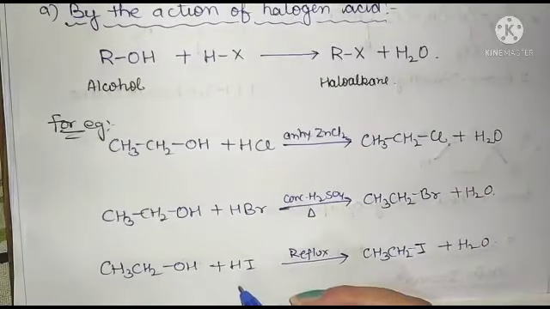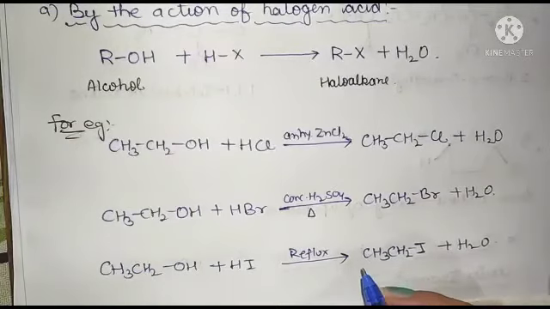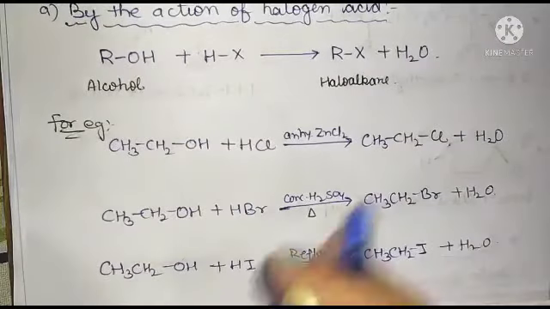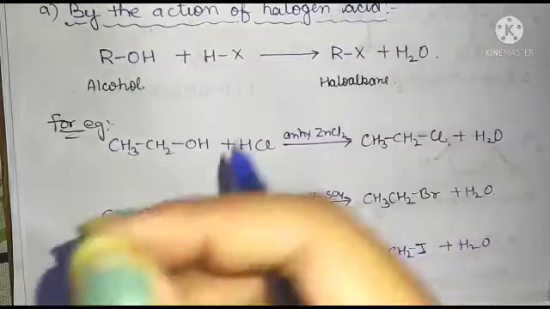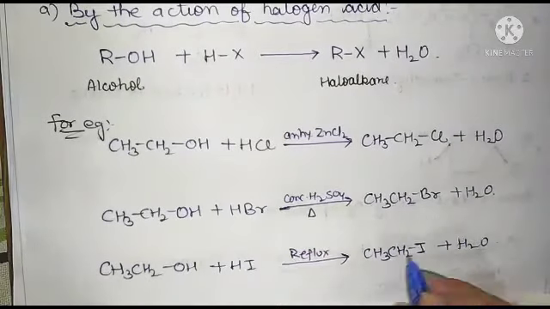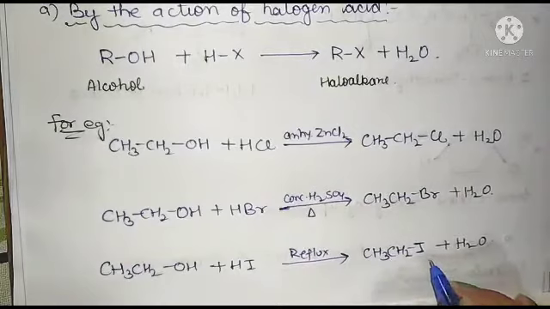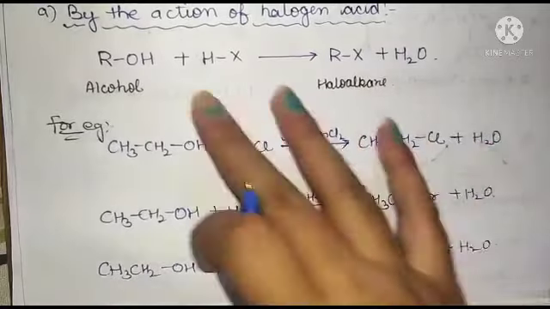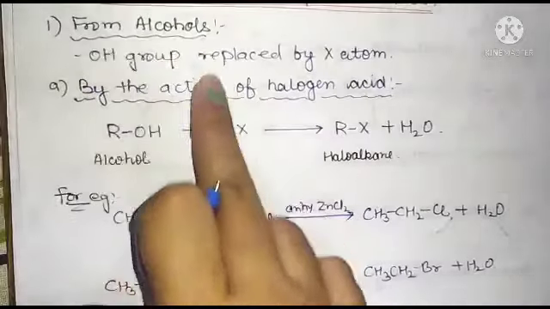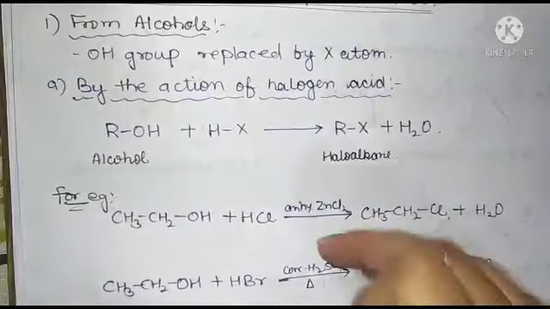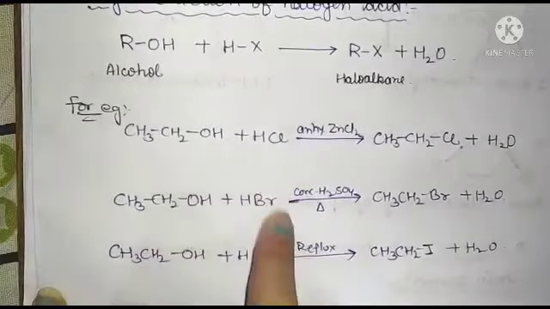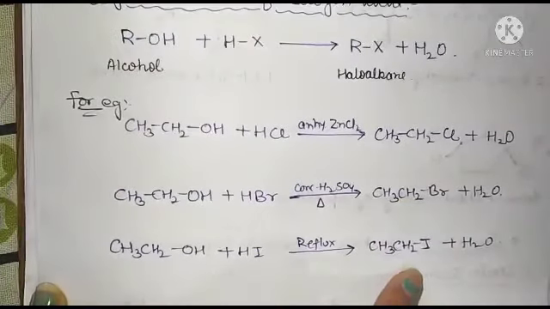Similarly for iodine, here I have taken HI with reflux. What is the meaning of reflux? We boil the given solution, it is converted into vapors, and then it is converted back into liquid with the help of condensation. Clear? So here the iodoalkane is formed. These are some of the steps by which we can form haloalkanes from alcohol. These are formed by HCl, that is chloroalkanes, these are the bromoalkanes, and these are the iodoalkanes.